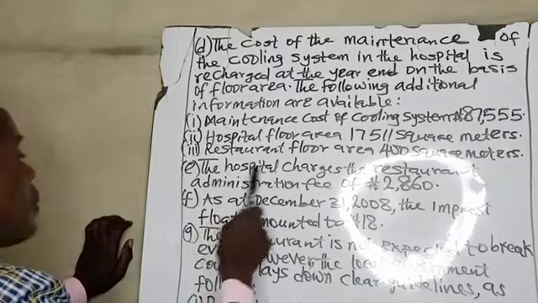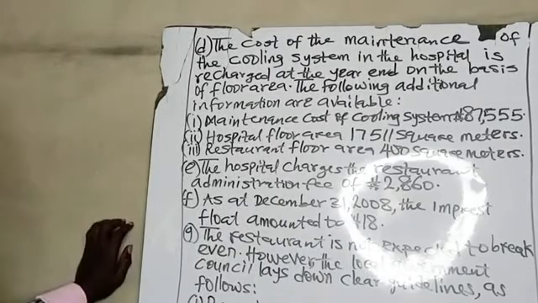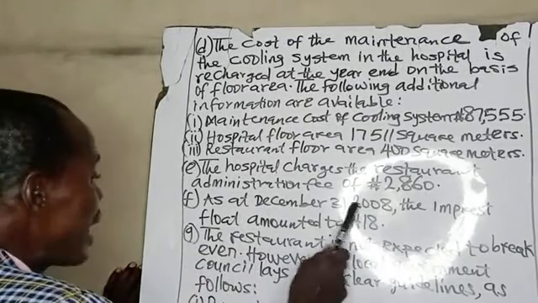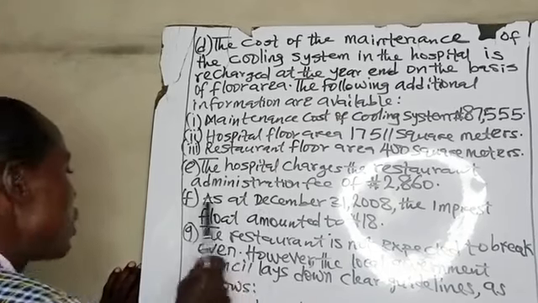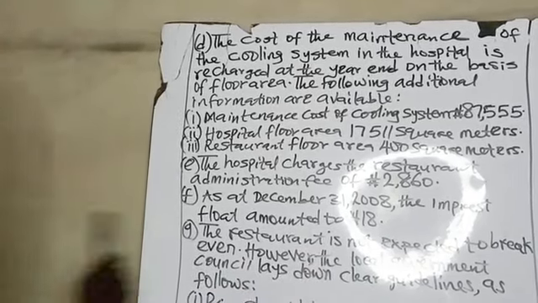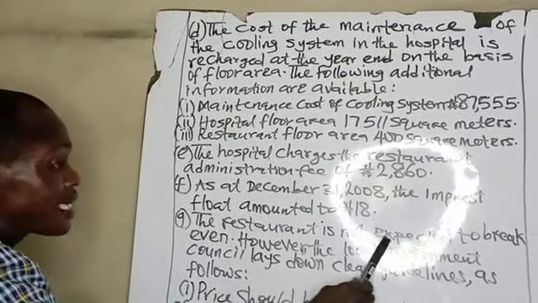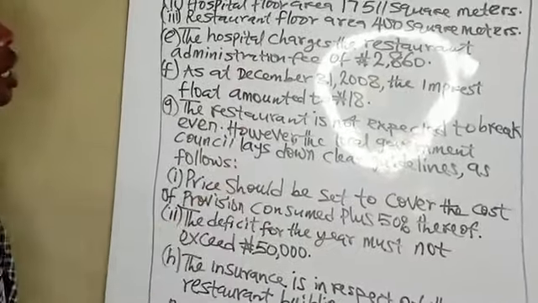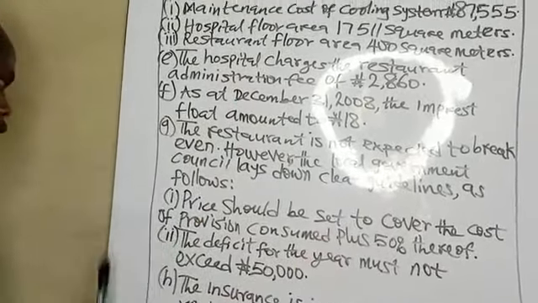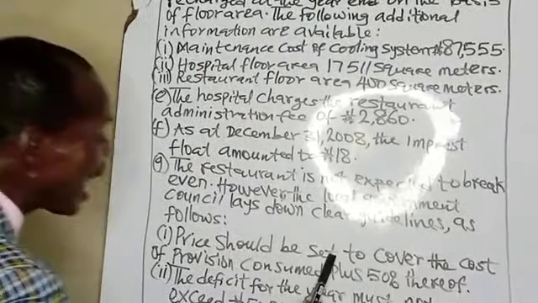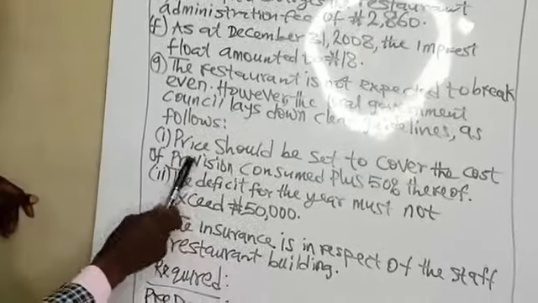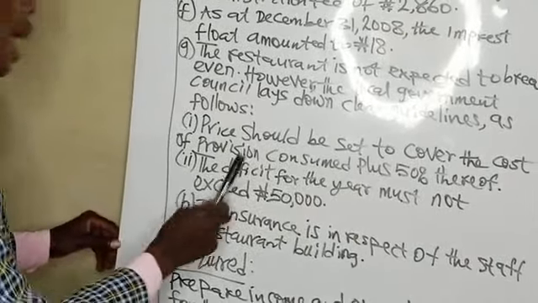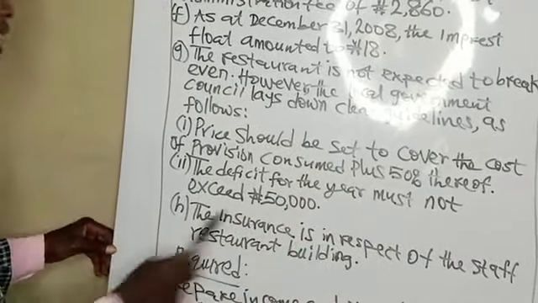E. The hospital charges the restaurant an administration fee of 2,860. F. As of December 31, 2008, the interest float amounted to 18 naira. G. The restaurant is not expected to break even. However, the local government council lays down clear guidelines as follows. 1. Price should be set to cover the cost of provisions consumed plus 50% thereof. 2. The deficit for the year must not exceed 50,000 naira.